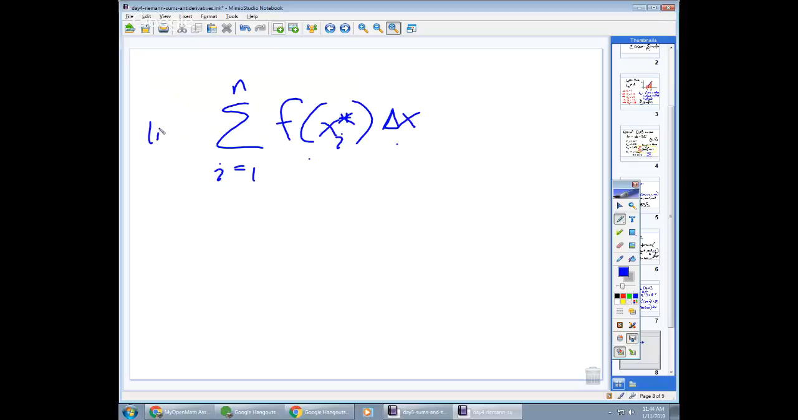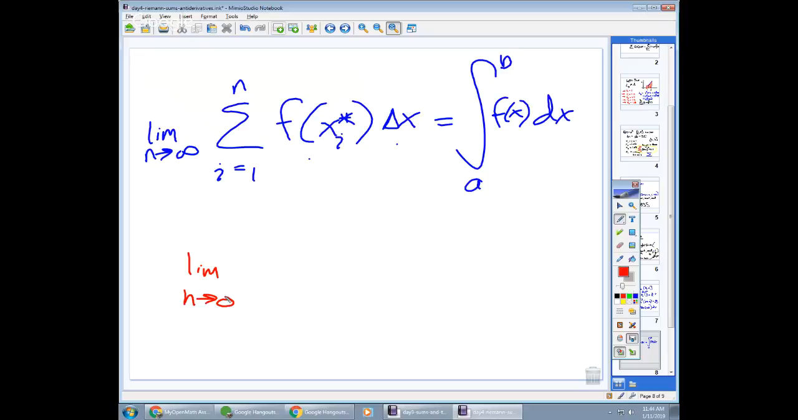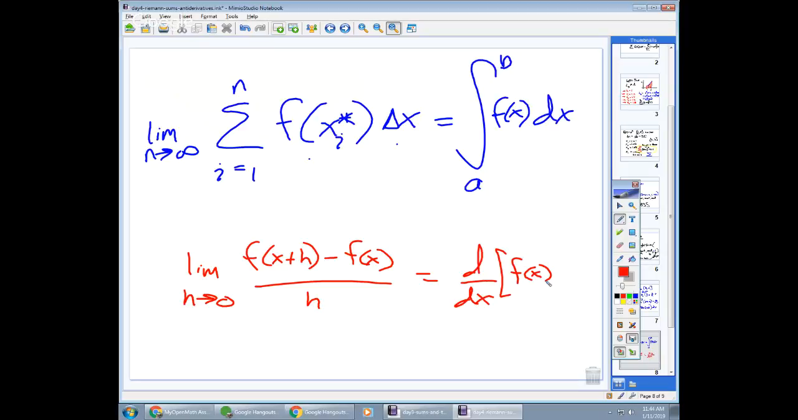It turns out that you can sometimes take the limit as n goes to infinity of these things. And if you can evaluate that limit, if it exists, that's what we call the definite integral. Just like the limit of the difference quotient turned into the derivative. And this would be from whatever a and b is of the function of dx. So this is equivalent to, in calculus 1, the limit as h goes to 0 of f of x plus h minus f of x over h. This turns into the derivative with respect to x of f of x.